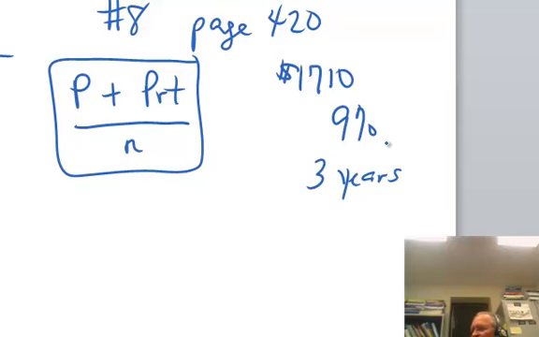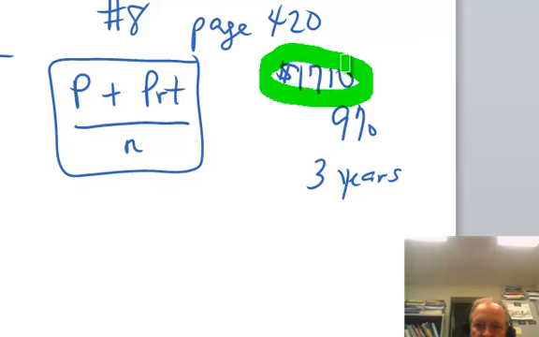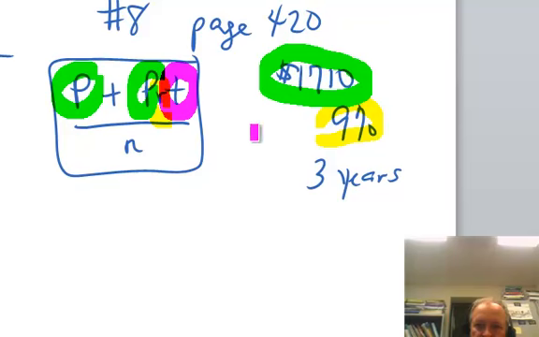When we enter this into the formula, here's what we need to do. The amount of money borrowed is $1,710. That's going to go in the place of the letter P in both places. The 9% is the interest rate, and that's going to go where it says R. In terms of time, it's going to be a little bit trickier. The time right here is in years.